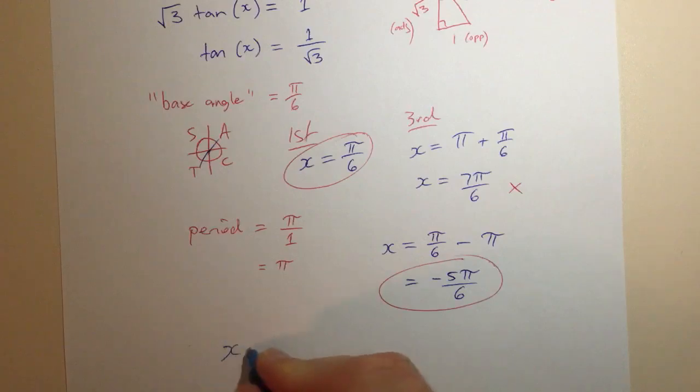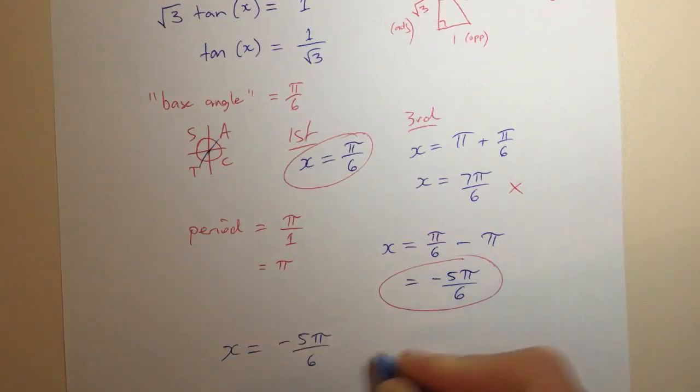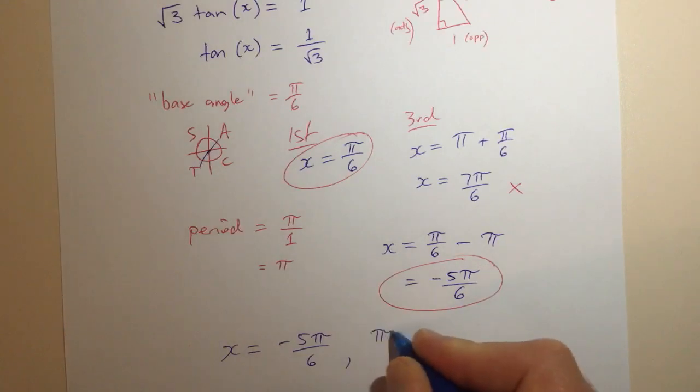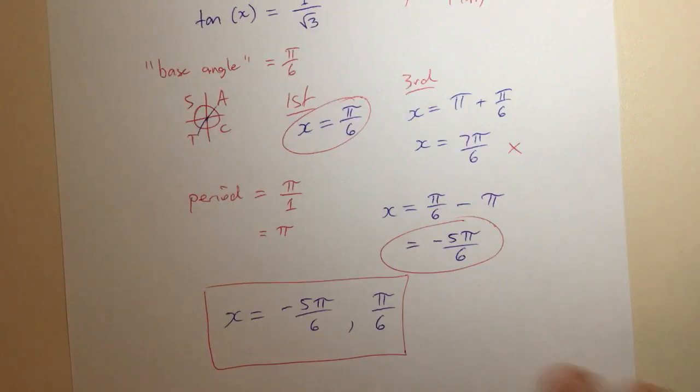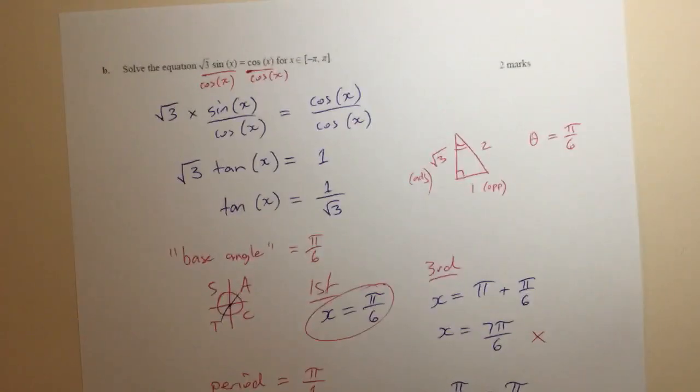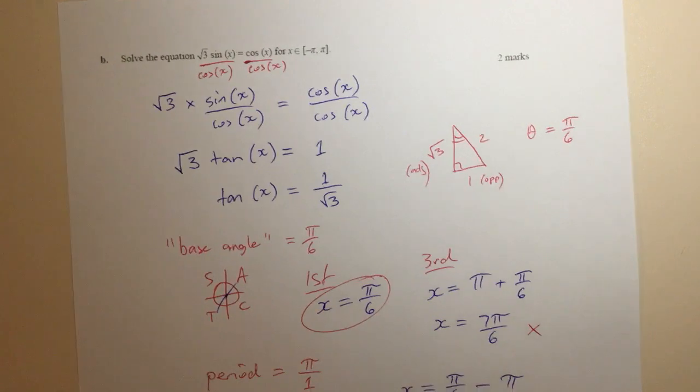And just to be sure, I'm going to write them out at the bottom of my working, to show really clearly that those are the answers to the equation root 3 sine x equals cos x within the domain x is an element of negative pi to pi.